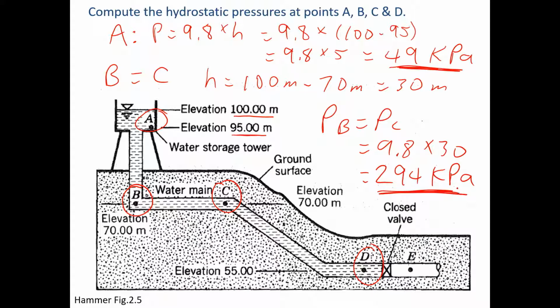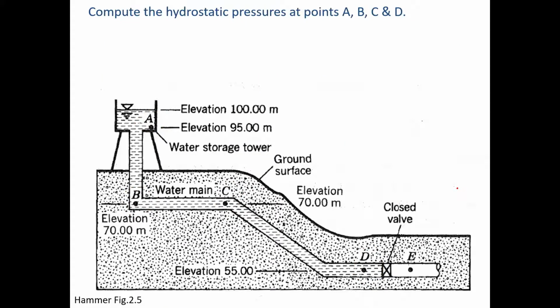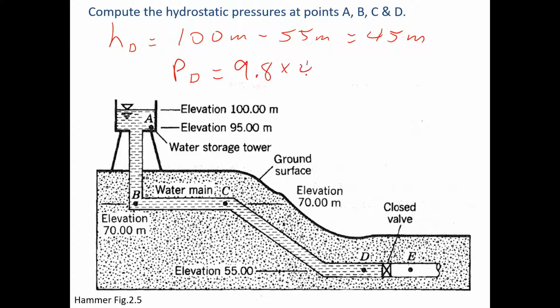B and C is there, and I still have to calculate D. I think I made myself an extra slide with more space. So pressure at D, let's calculate the height at D. So the height at D is 100 meters of elevation minus 55 meters, so that's 45 meters of elevation. So the pressure at D is going to be 9.8 times 45.